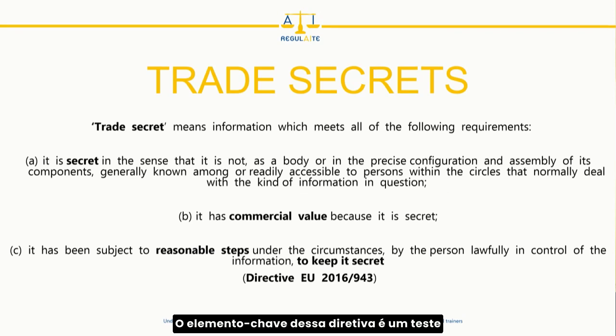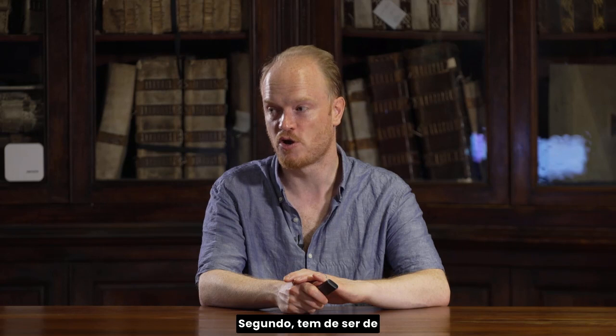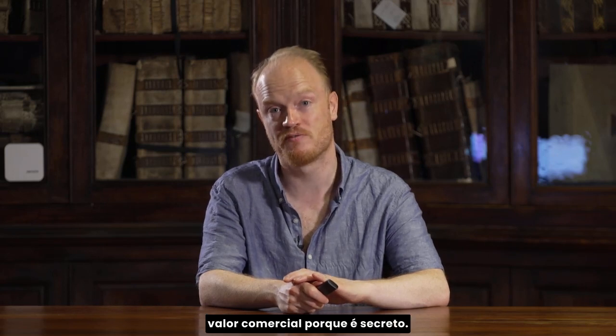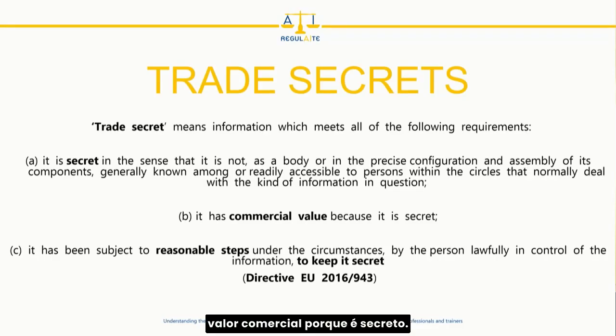The key element of that directive is a test for what is a trade secret. It has to meet 3 criteria. As you can see in the next slide, number 1, it has to be secret. Number 2, it has to be of commercial value because it is secret. And number 3, you need to have taken reasonable steps to protect the secrecy. And that may have been through putting a term into an employment contract or making somebody sign an NDA.